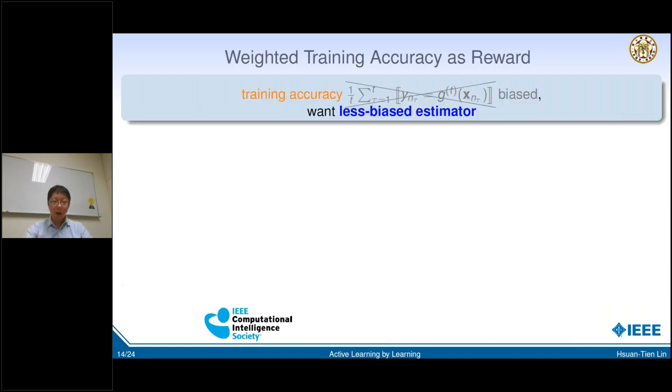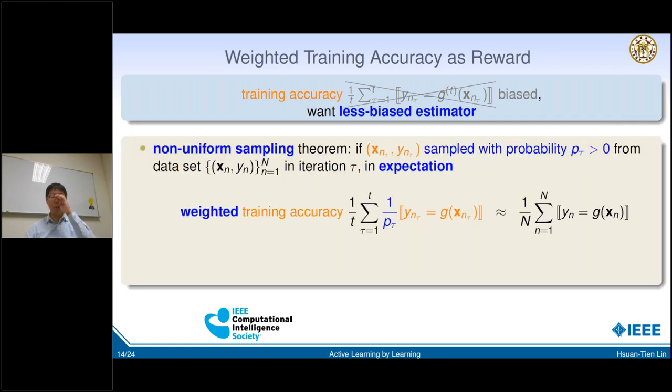What do we do? Well, we take another version of the training accuracy instead that we call a weighted training accuracy. Basically, we replace the training accuracy with a less biased estimator. What do we do here? Traditionally for probabilistic sampling, if you are sampling from your data set non-uniformly, there is this non-uniform sampling algorithm that basically says you can reweight your examples with the inverse probability that you do the sampling to get, in expectation, a similar estimator. So originally you want to do uniform sampling, but let's say you want to do non-uniform sampling, then you can correct the bias during non-uniform sampling by the inverse probability as weight.